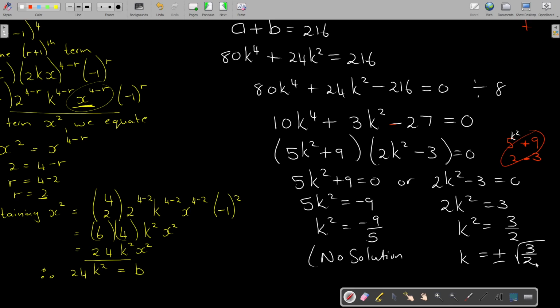Okay, a very long sum, but really not that difficult. Make sure you can conquer these sums in the examination.